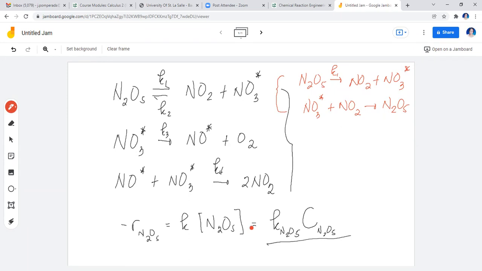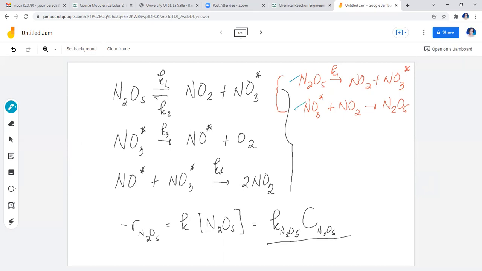Then after that, you have to look for the reaction that has the presence of dinitrogen pentoxide. So if you're going to look for that reaction or for those reactions that has the presence of dinitrogen pentoxide, allow me to use a different color here. Those reactions would be this, this.